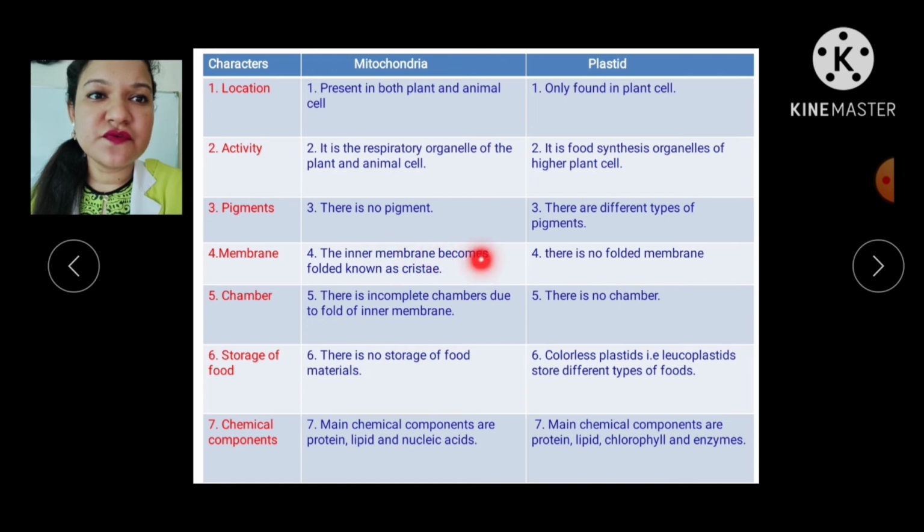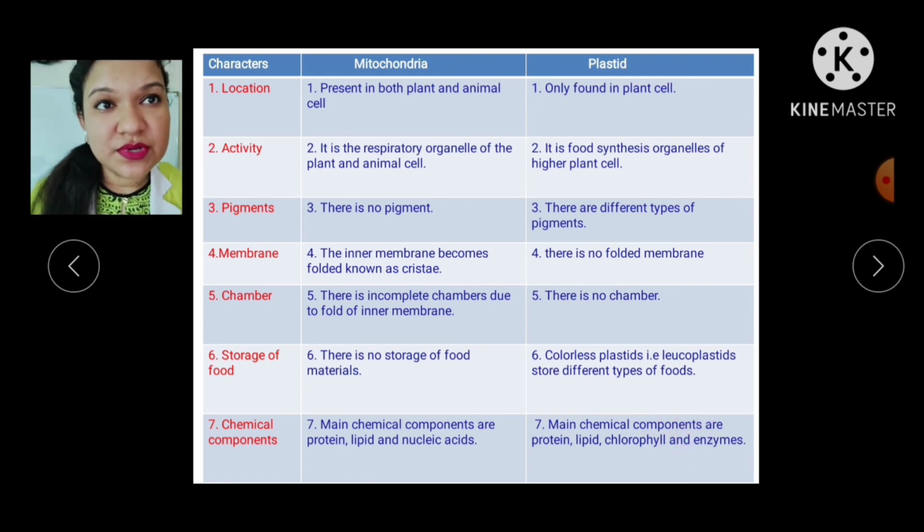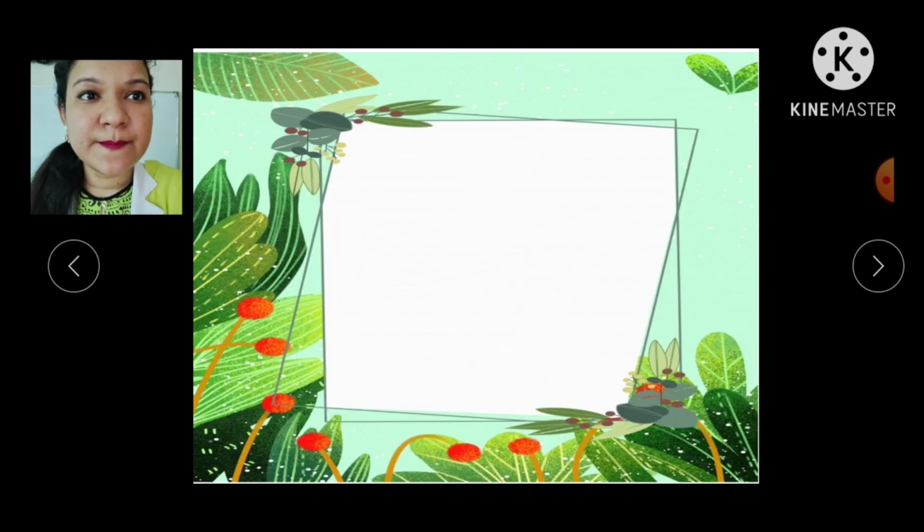The inner membrane becomes folded, known as cristae, in mitochondria. In plastid there is no folded membrane. Then its chamber: there are incomplete chambers due to the folds of the inner membrane. And in plastid there is no chamber. Storage of food: there is no storage of food materials in mitochondria. Colorless plastid, that is leukoplast, stores different types of foods. And the main chemical components: in mitochondria they are protein, lipid and nucleic acid. And in plastid, the main chemical components are protein, lipid, chlorophyll and enzyme. And these all are the differences between mitochondria and plastid.